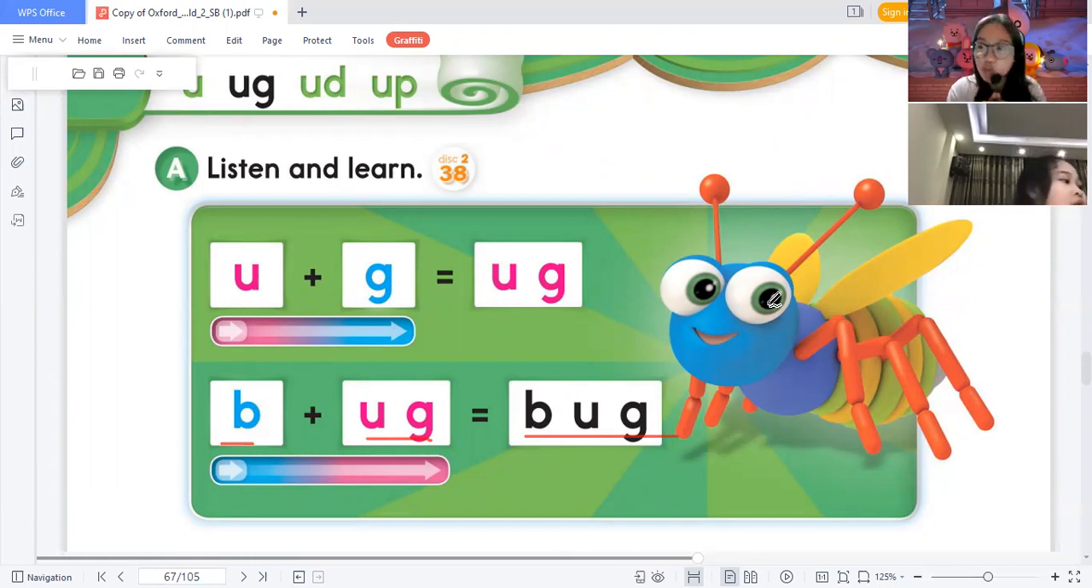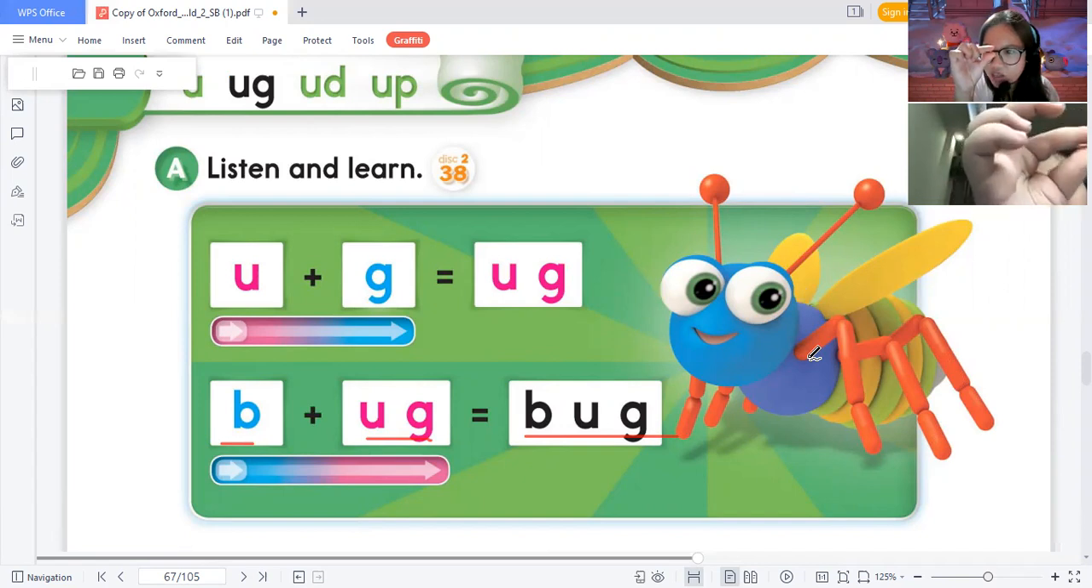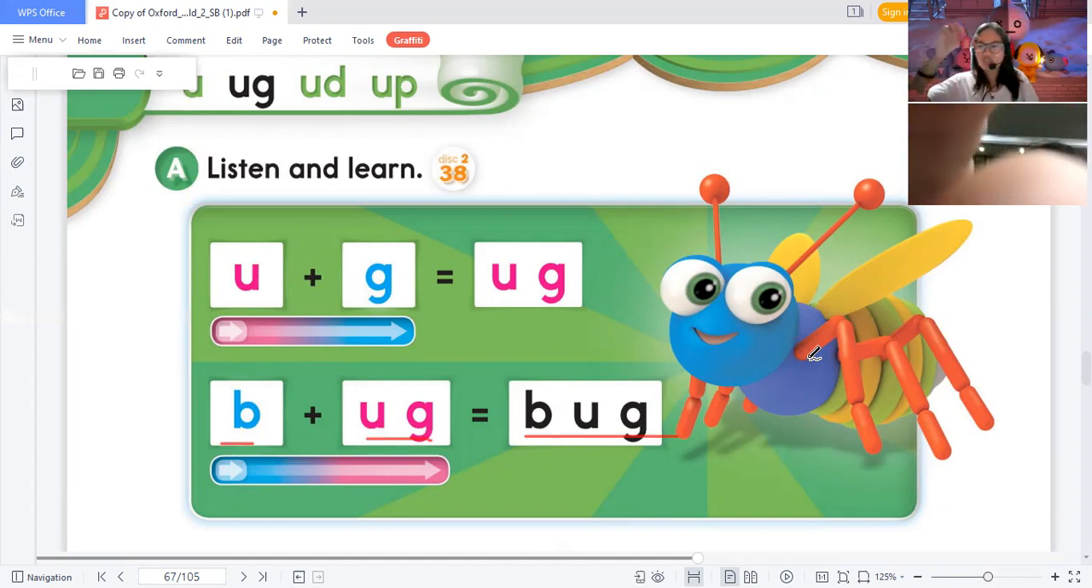Bug. Yes. Do you know what a bug is? It flies, but it's very, very small. Like zzz. Very small. Ants? Yeah, but this is not an ant, this one is a bug because it flies. Smaller than that. Small, small, small, but it has wings, so it can fly. That's why.